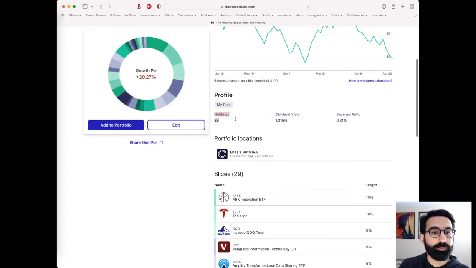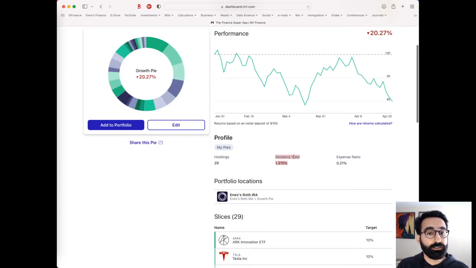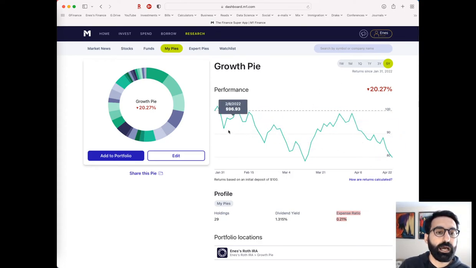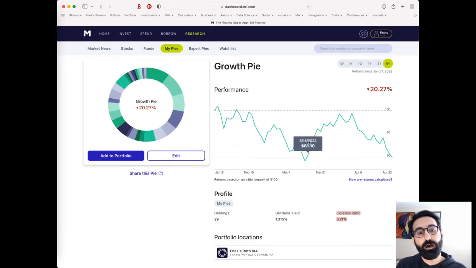At the top, you'll be able to see what dividend yield these companies currently pay. This dividend yield is for the total slice, along with the expense ratio of that total slice. At the top portion, you can see performance. Unfortunately, because I created this slice back in January of 2022, which is a few months back, all you will see here is how much I've got since I created it. Unfortunately, I'm down 20%, and you can expect that because the entire stock market has been down for the last few months.